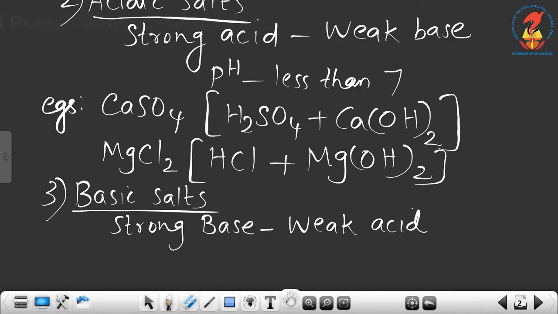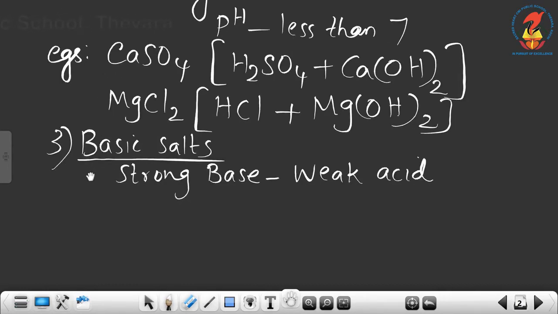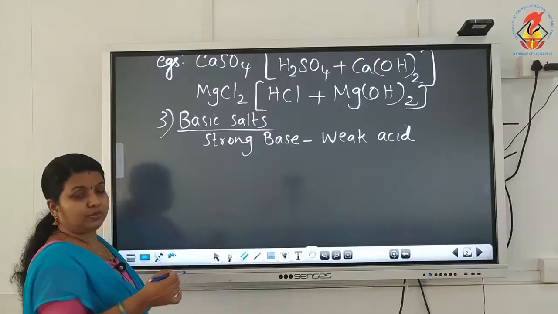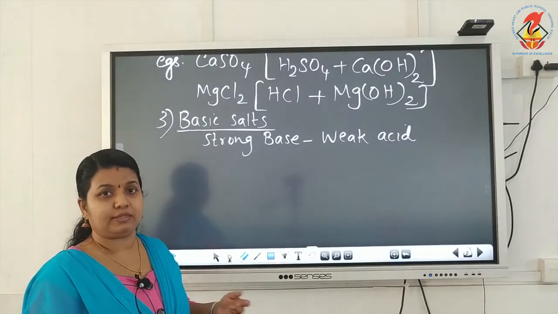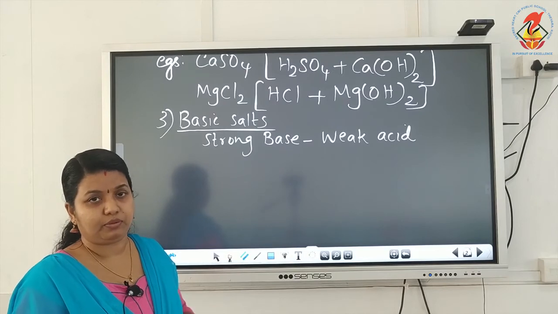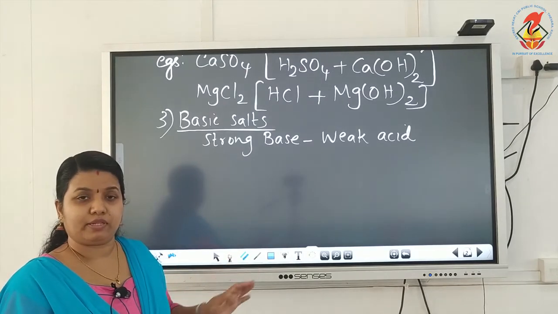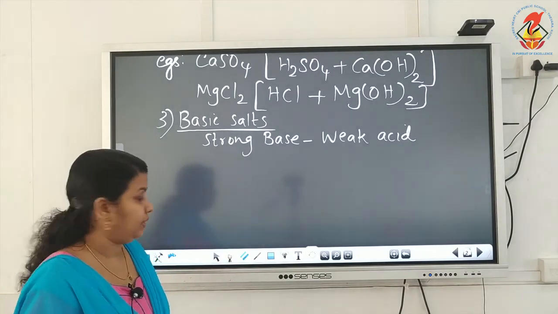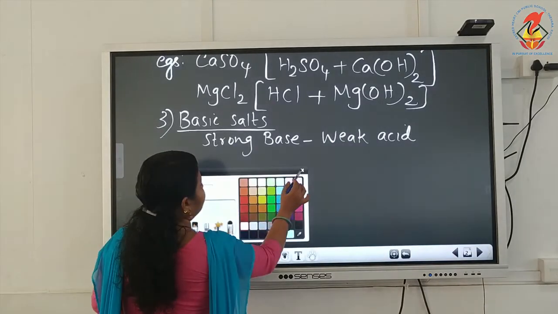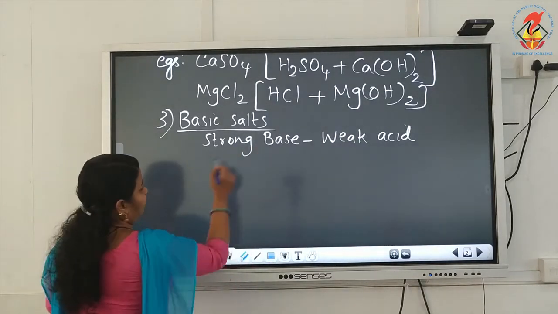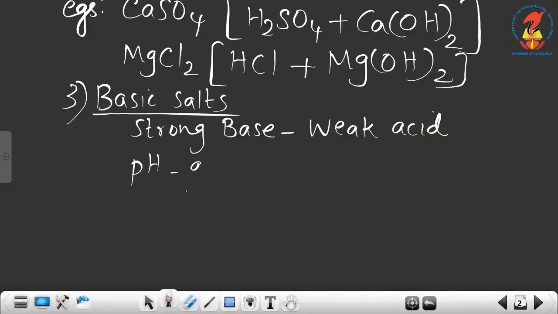So children, the first thing is you should have an idea about examples of strong acids, strong bases, weak acids, weak bases. Then only you will be able to identify whether the salt given is acidic, basic or neutral. Strong base and weak acid, and the basic power is more, so the pH will be greater than 7.